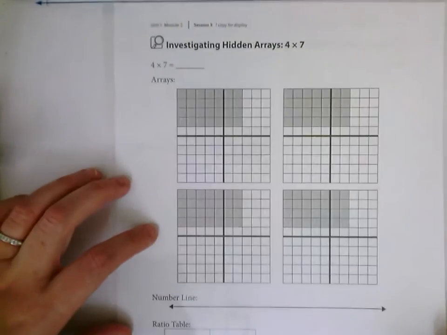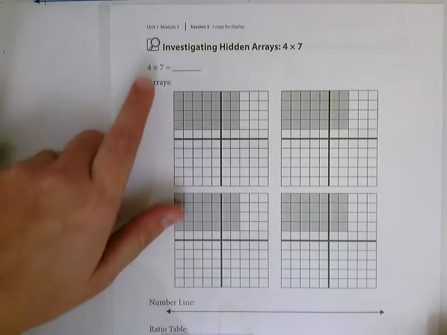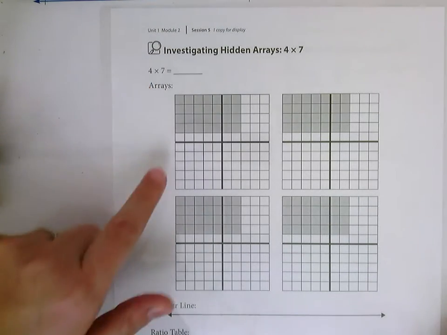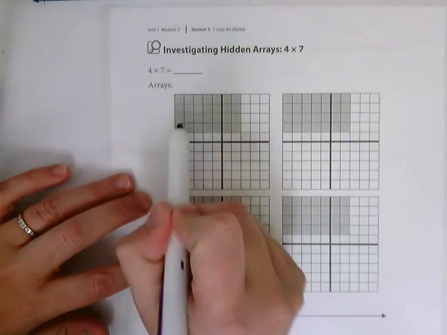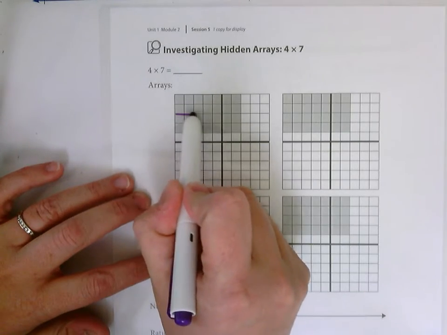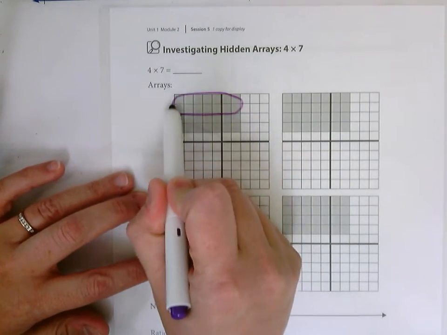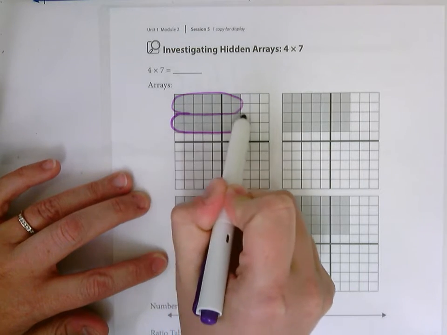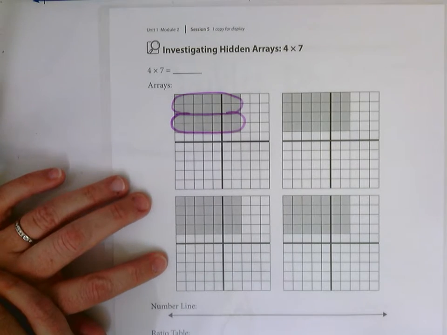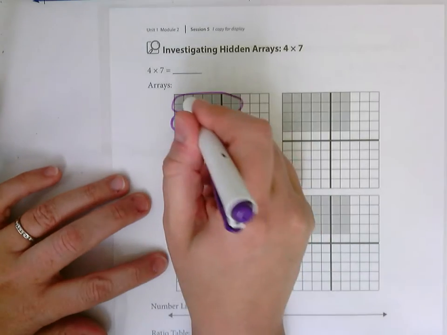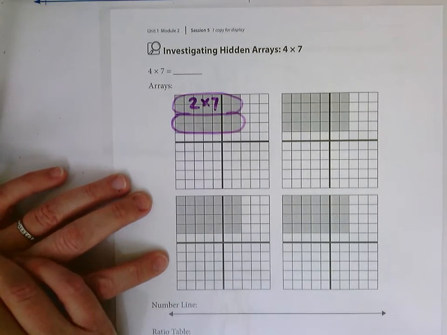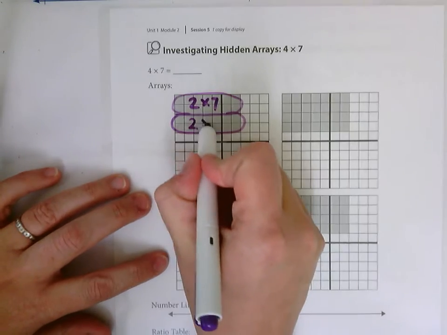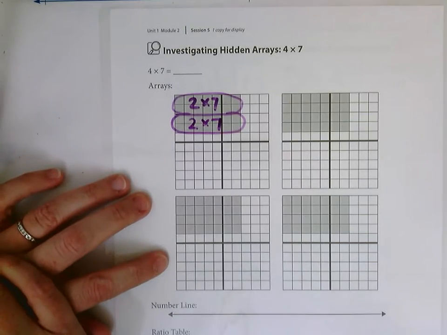Here I have the problem 4 times 7, and here I have my array of 4 times 7. I can look and see that I can break this into two groups. Break my 4 into two groups of 2. This would be 2 times 7, which is our double fact. And here's another 2 times 7. So that would be our double double.